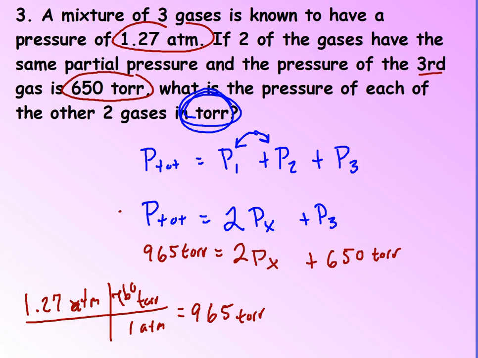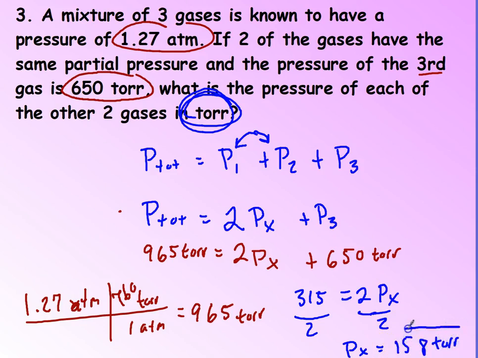All right, so then you just have to do a little algebra here. I'm going to subtract first, so 965 minus 650. And I get 315 is equal to 2 pressure X. And so to get the pressure of pressure 1 and pressure 2, I just need to divide by 2 on both sides. And so pressure X, or pressure 1 and 2, is equal to 158, since I want 3 sig figs, torr. And so there's my answer for this one.